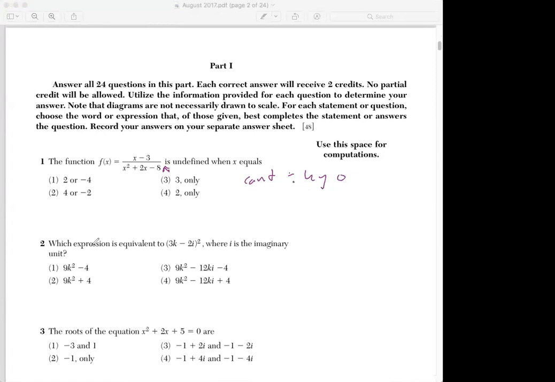Number 2, you can do imaginary unit. All you have to know is that i squared equals -1. Number 3, you can do it. Just factor or use the quadratic formula. So right off the bat, that's 3 right there. That's 6 points out of the 26 that you need to pass.